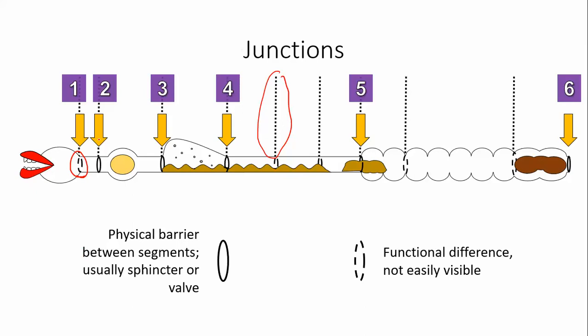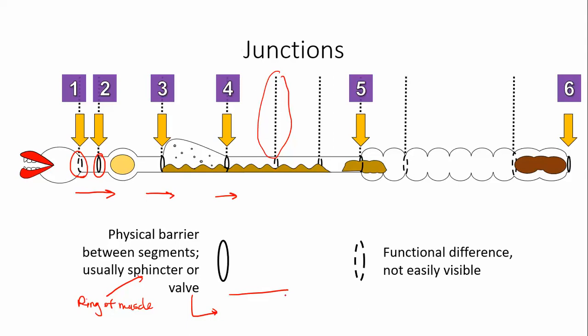If it's a closed circle, though, that means it's probably got a physical barrier there that will physically prevent materials from traveling the wrong way. That keeps things one way. The physical barriers are usually either a sphincter, which is a ring of muscle, the most famous one being the anal sphincter at the end that you voluntarily control when you need to defecate, or a valve.